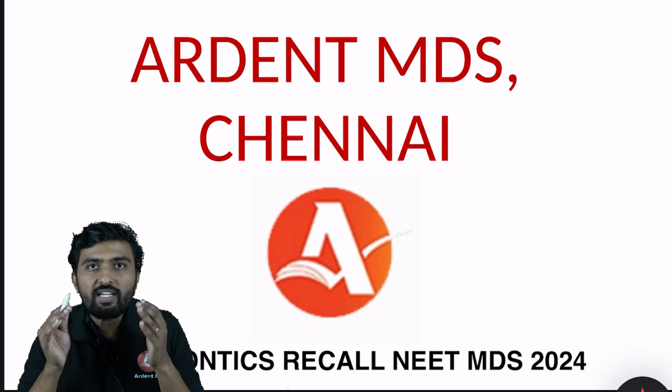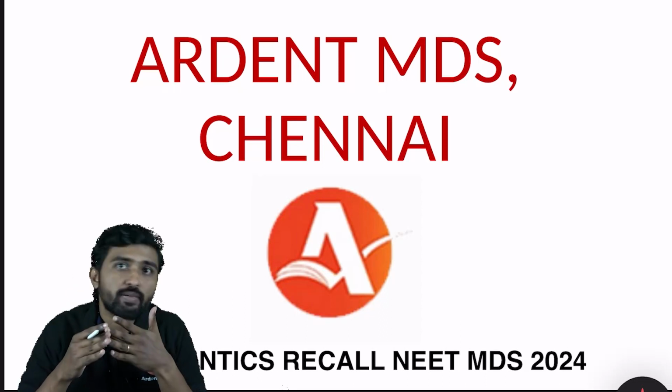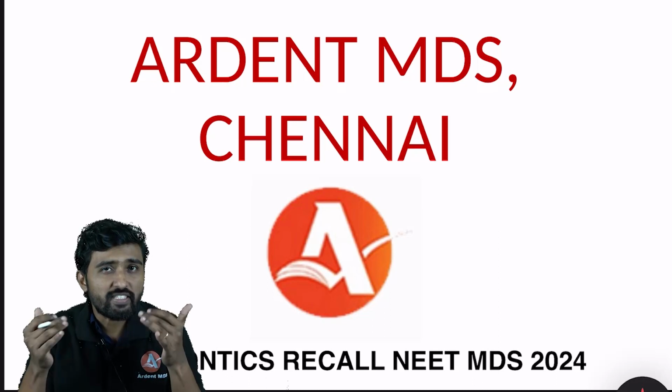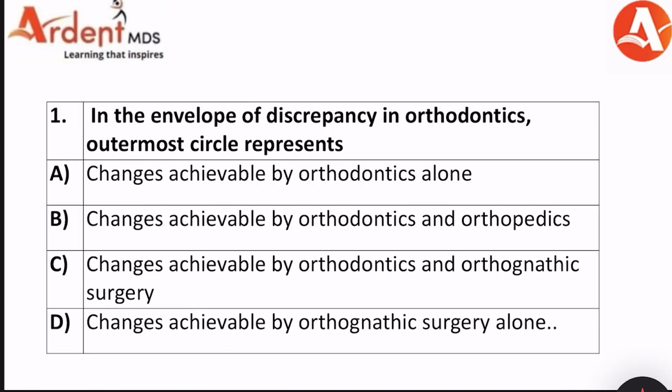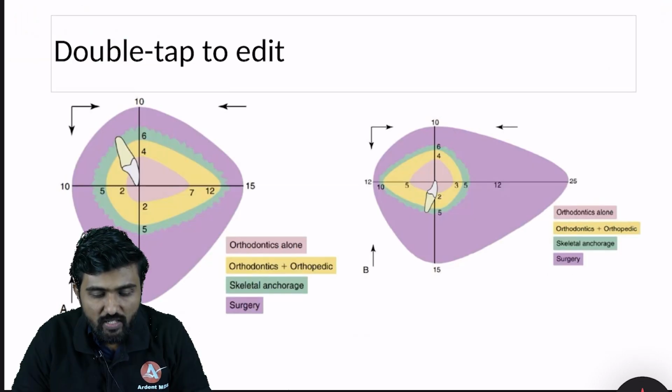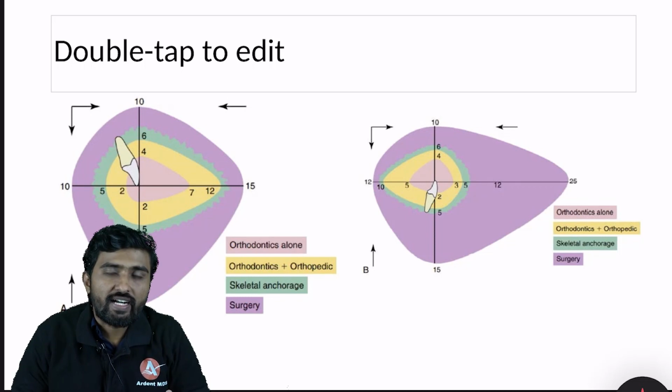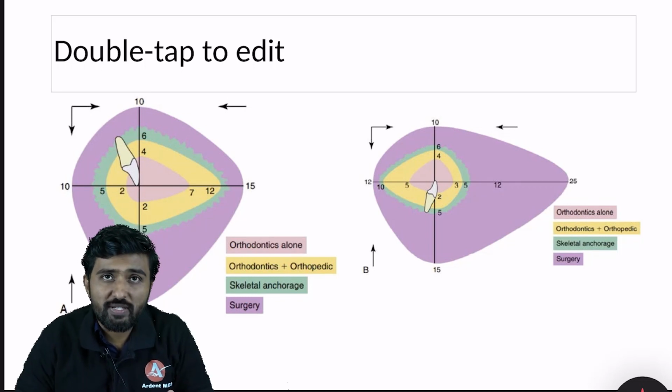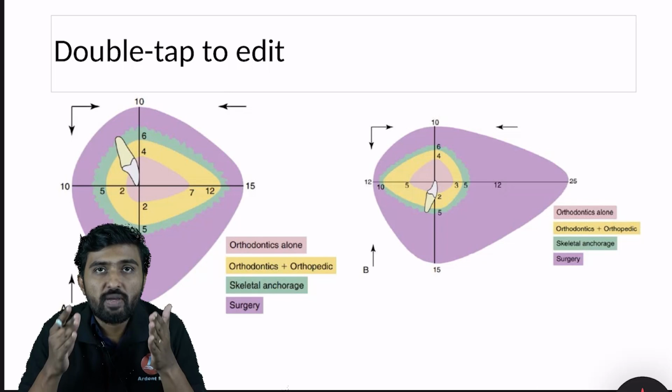So now we have the recall questions of orthodontics from NEET MDS 2024. So let's dive into the questions. Question number 1. In the envelope of discrepancy in orthodontics, the outermost circle represents. So before answering this question, let us understand what is the envelope of discrepancy, and why such a concept is being given.